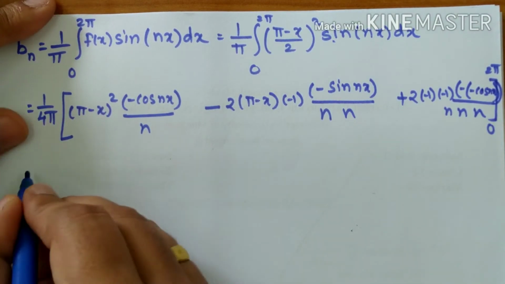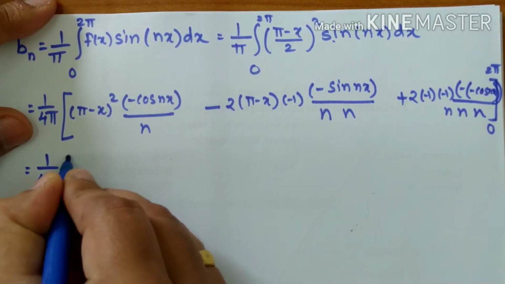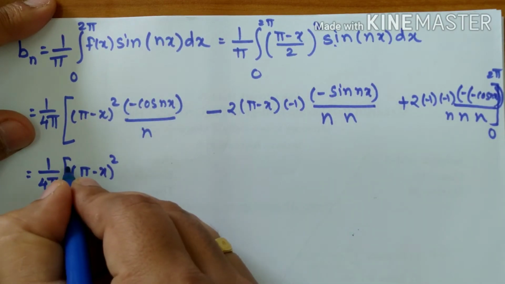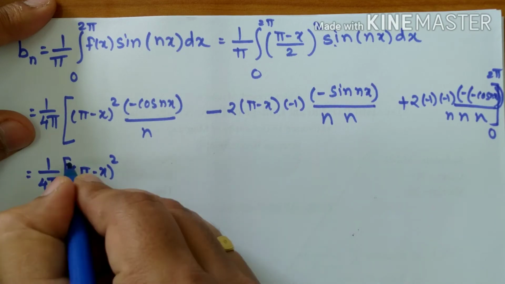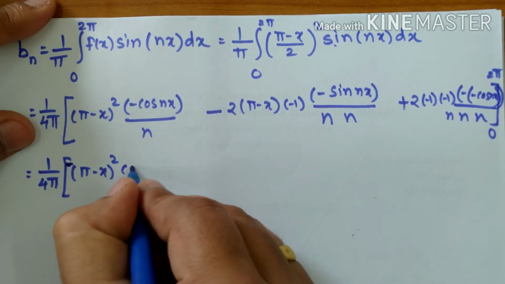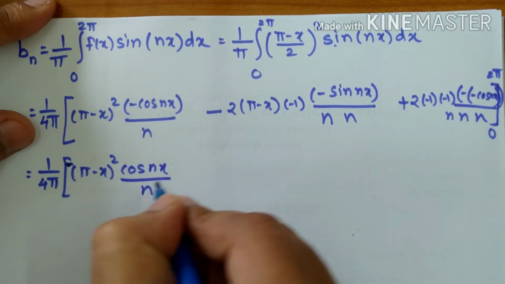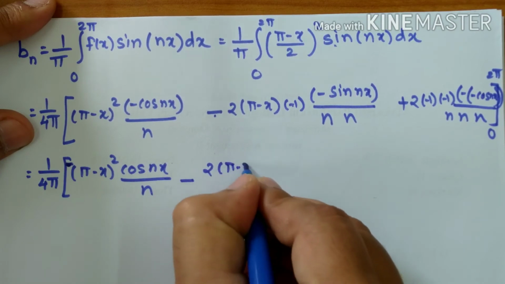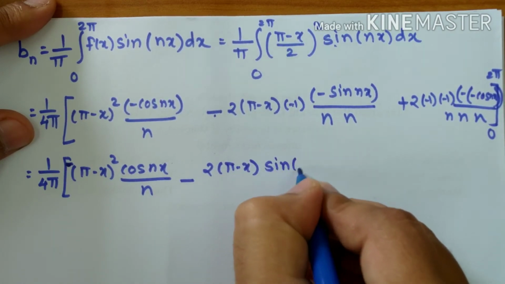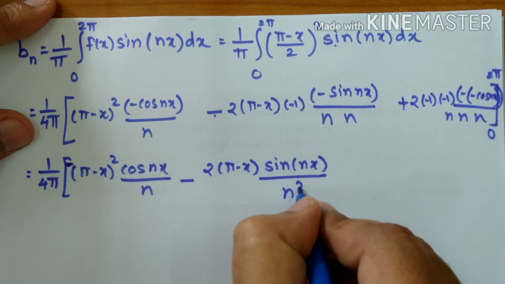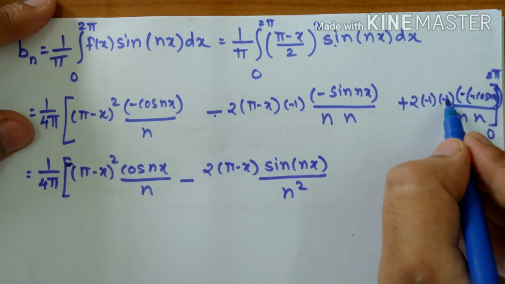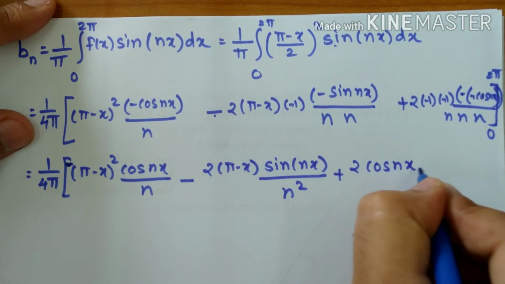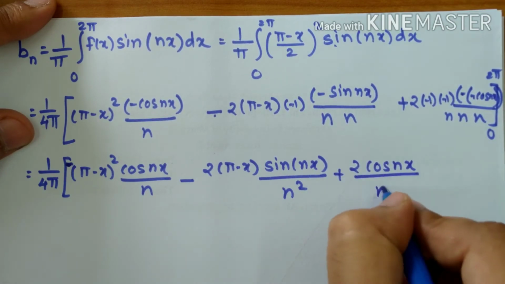Okay, so this is 1 upon 4 pi, minus x bracket square, this minus sign is given over here, into cos nx divided by n, minus this minus and minus become minus, 2 times pi minus x into sine nx divided by n square, this minus minus minus minus becomes plus 2 times cos nx divided by n cube.